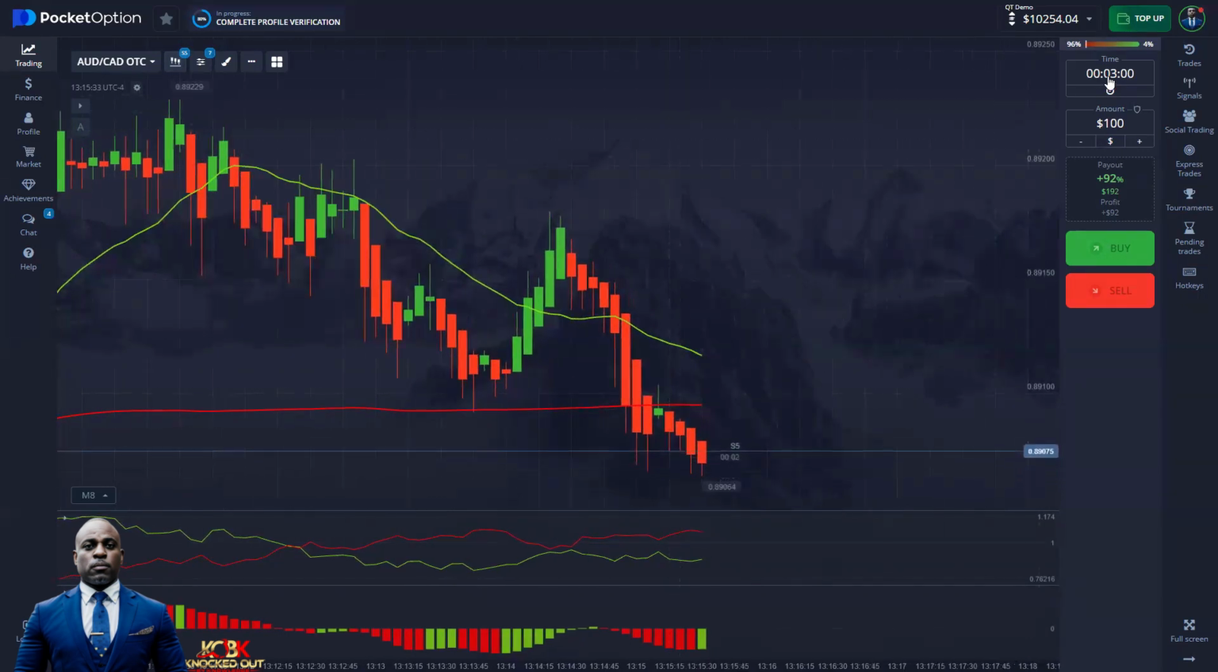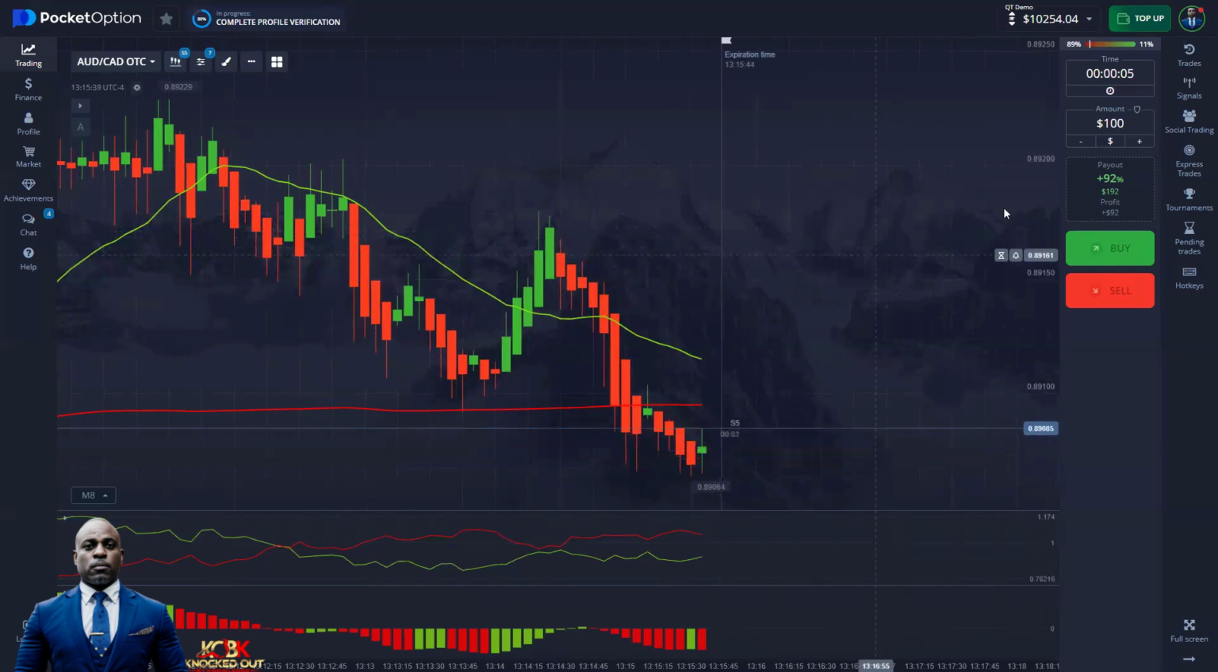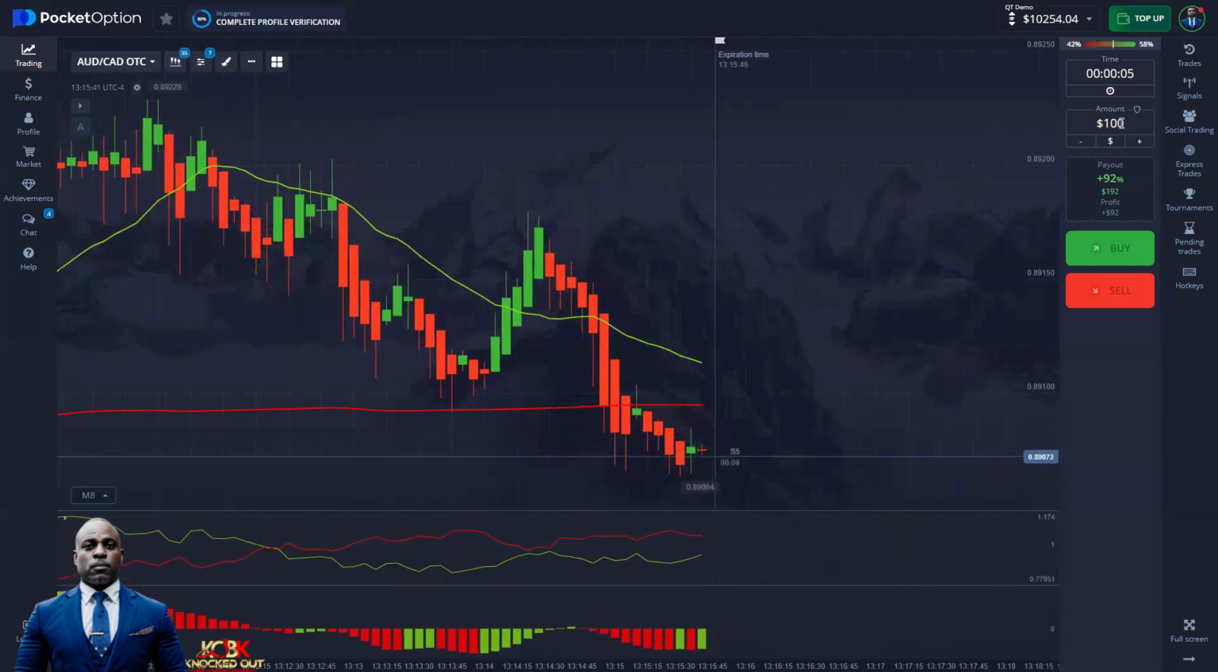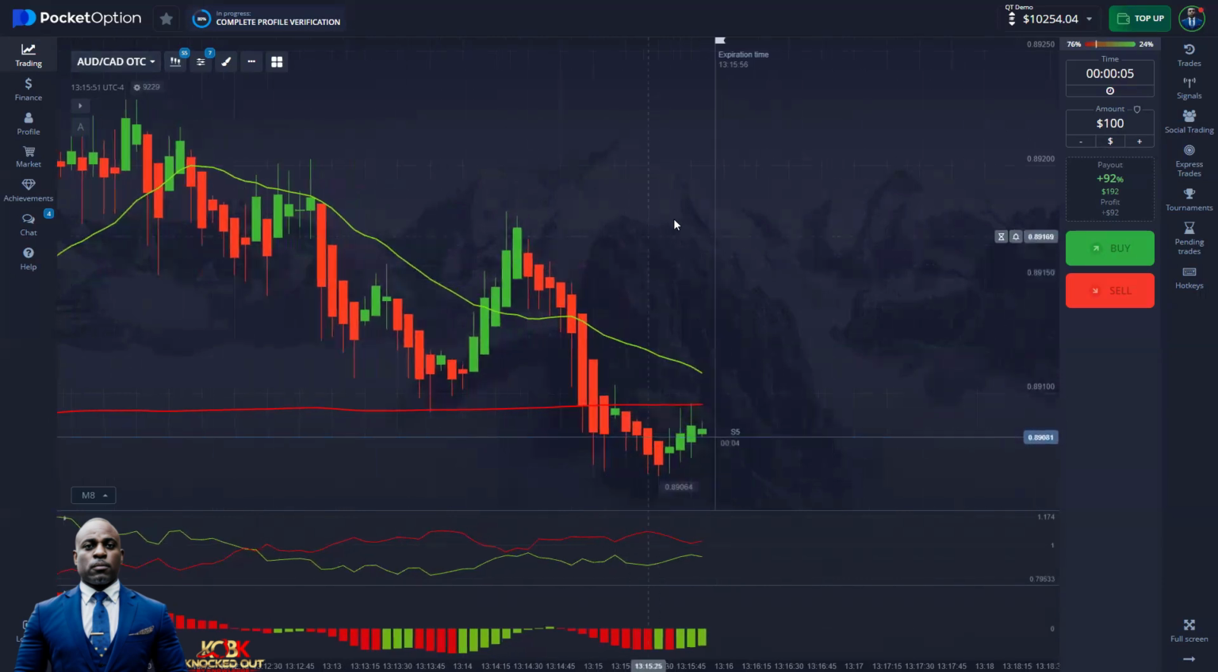The next thing we're going to do is select 5 seconds because we will be taking trades at 5-second intervals. And then here you can put whatever dollar amount that you would like. I'm going to go ahead and start off with AUD/CAD OTC, and look for a pair that might appear.